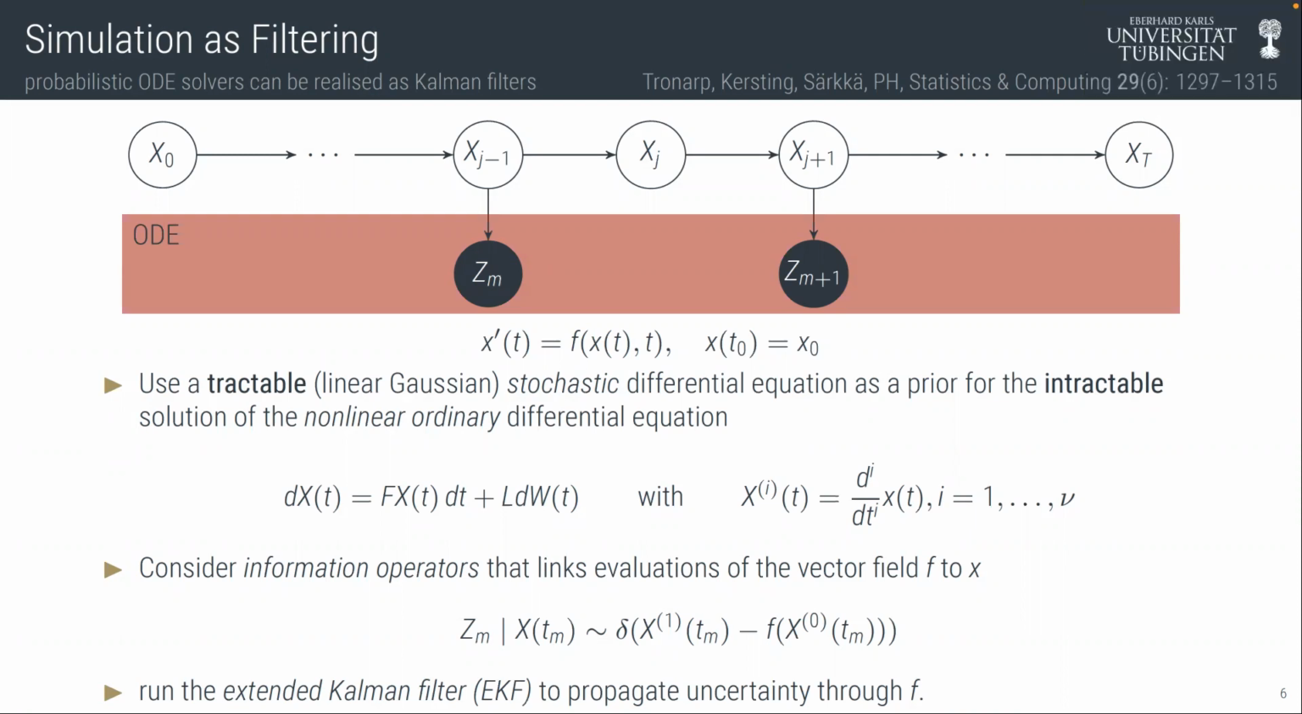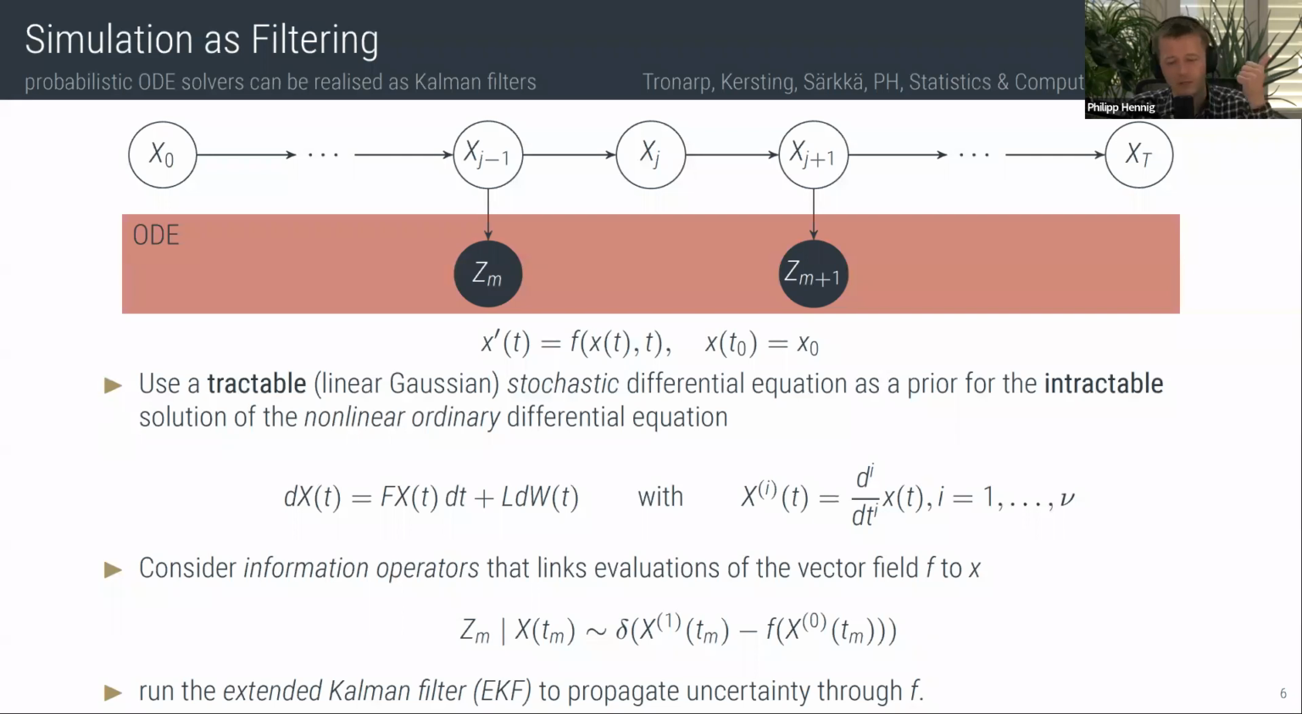So we're going to model an intractable, nonlinear, ordinary differential equation. Intractable means there's no closed form solution. Nonlinear means there's no analytic solution, right? But it's an ordinary differential equation, so it's not stochastic. It's a deterministic thing. And we're going to model it by putting a prior over it that is a stochastic object, just like you put a GP prior over an unknown function.